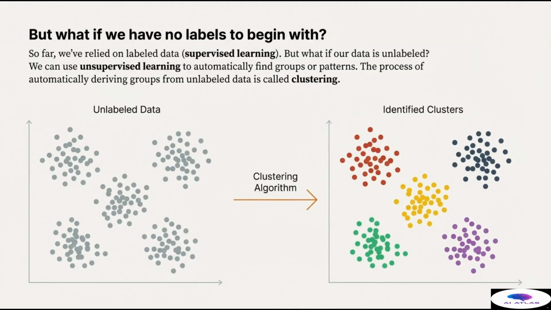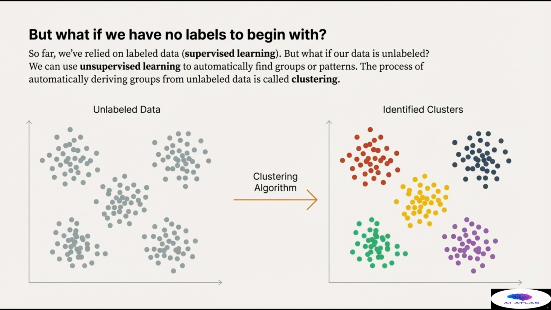So far, our entire discussion has revolved around supervised learning, the assumption that our data is perfectly labeled. But what happens if we are dealing with raw, unlabeled data? We might have thousands of data points, but no human has gone through the arduous process of assigning a category or class to them. In such cases, we must pivot from supervised learning to unsupervised learning.